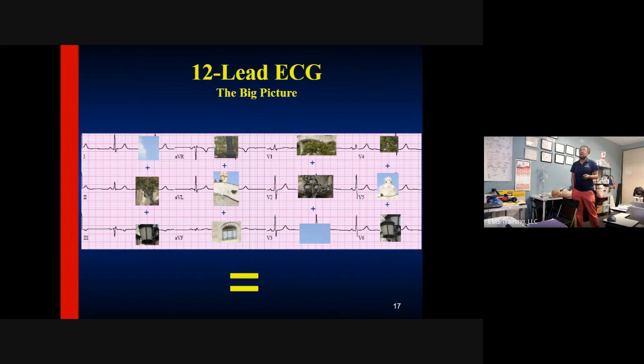AVL, augmented left, and AVF, augmented foot. All right, then you have your precordial leads, V1 through V6, which look at the anterior and lateral surfaces of the heart.